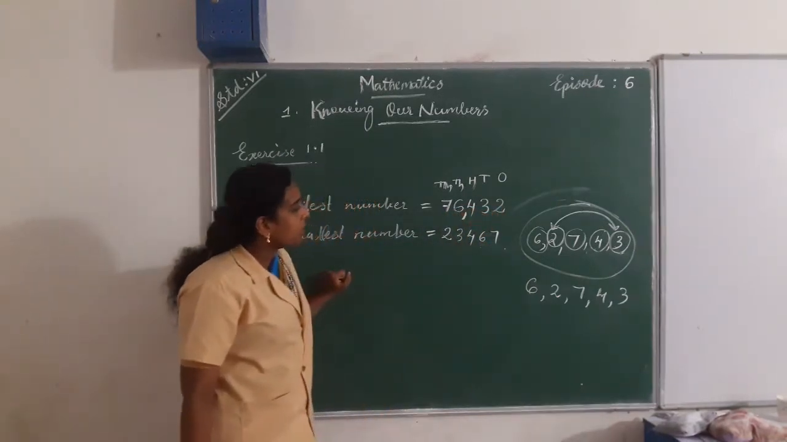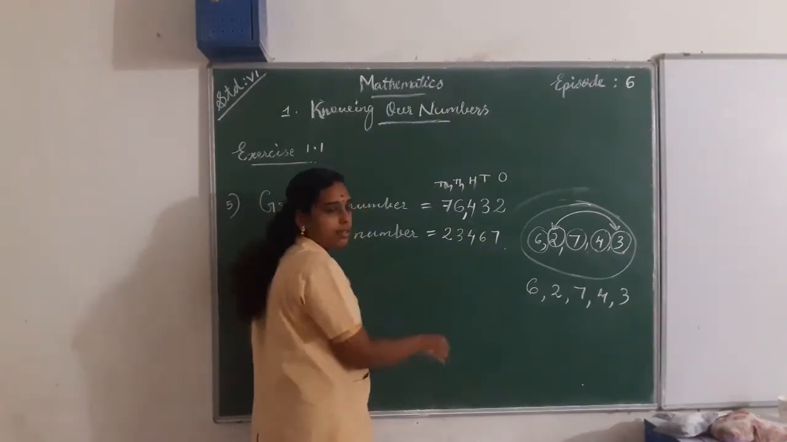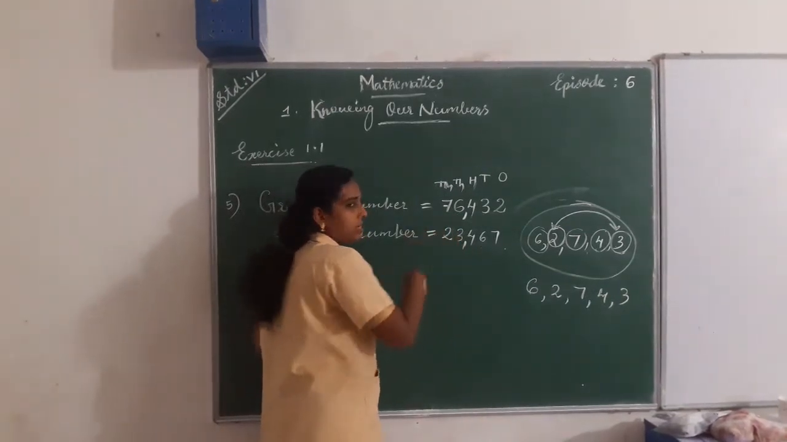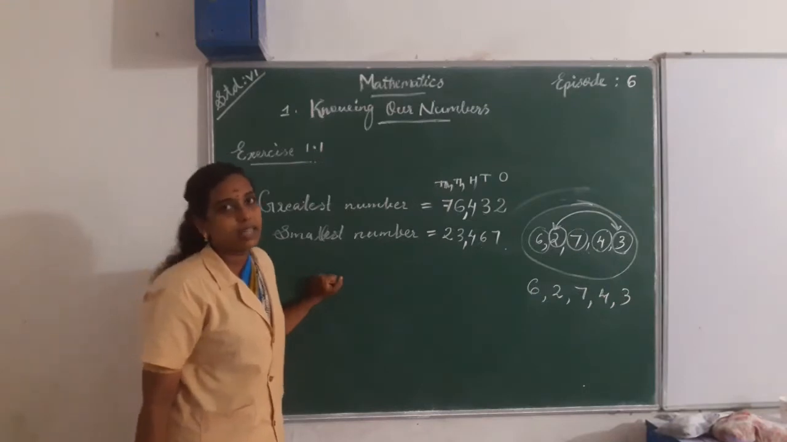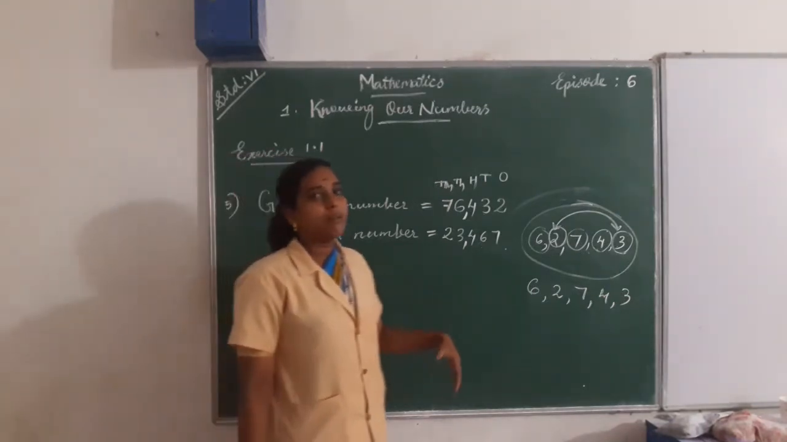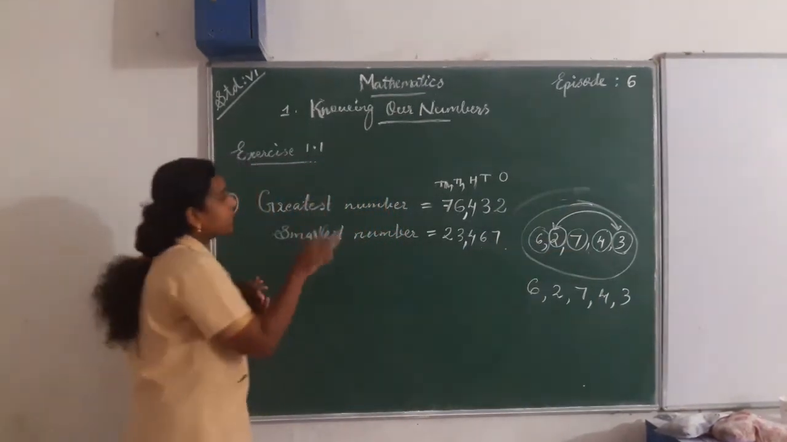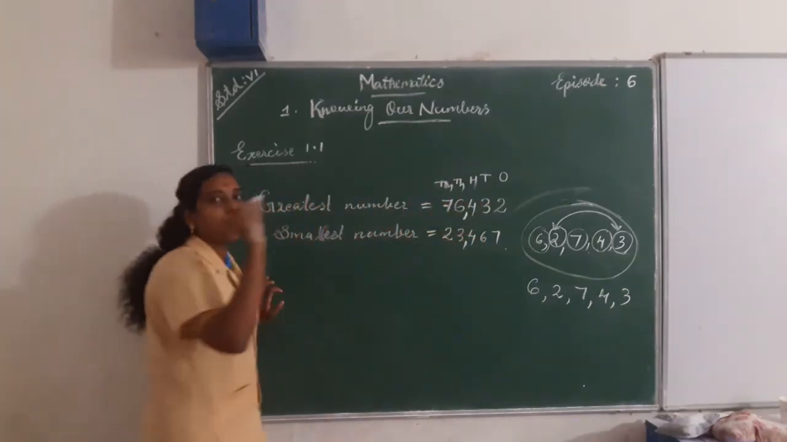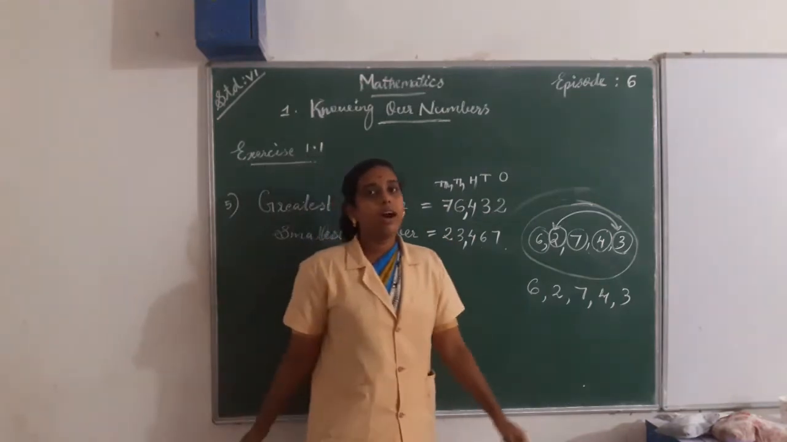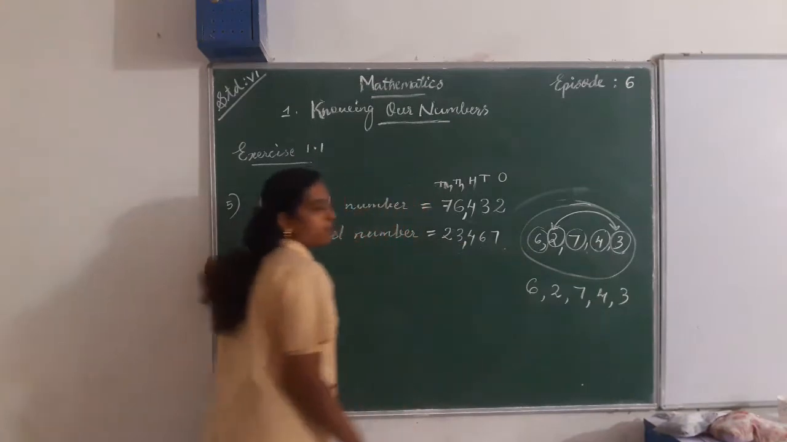How can we read this number? The first comma comes after the hundreds position, that is ones, tens and hundreds. Here is the first comma, and we can read this number as 23,467. So this is the greatest and smallest number that can be written using these 5 digits. The greatest number is 76,432 and the smallest number is 23,467.